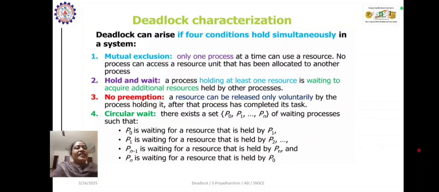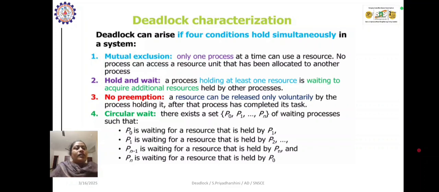So what are the necessary conditions for having a deadlock in a system? So there are 4 necessary conditions for a system to be in deadlock state. So first one is mutual exclusion, hold and wait, no preemption, circular wait. Now let's see what mutual exclusion is. So as we all know, mutual exclusion is nothing but only one process at a time can use a resource. That is, a resource should not be shareable. No process can access a resource until that has been released by the process to which it was allocated. So what is mutual exclusion? Mutual exclusion means the resources should not be shareable.